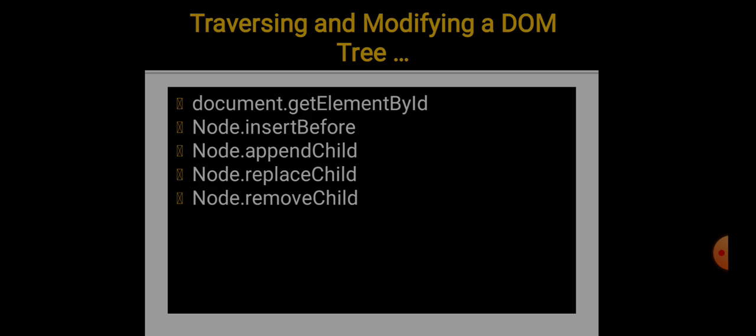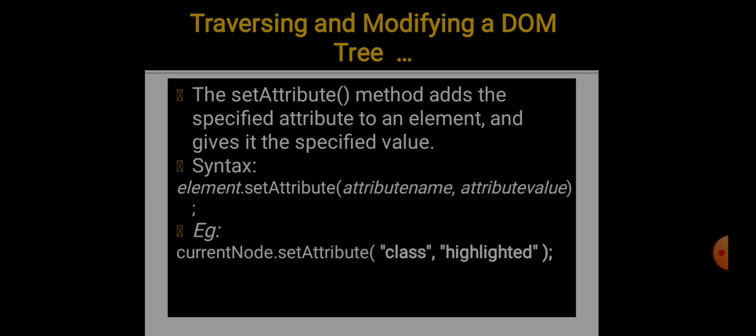Here the insertBefore method inserts a node before a reference node as a child of a specified parent node. We will be discussing the syntax of this function and how we can use it. The next function is appendChild, which appends a node as the child of the current node. If you want to replace a node, you can use node.replaceChild. If you want to remove a node from the tree, you can use the node.removeChild function. We will be discussing these functions in detail.